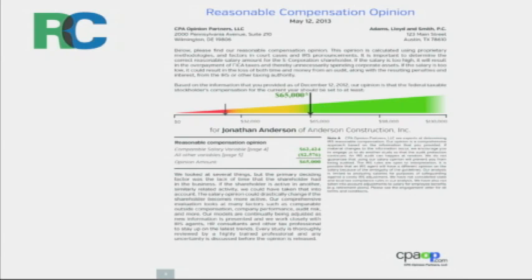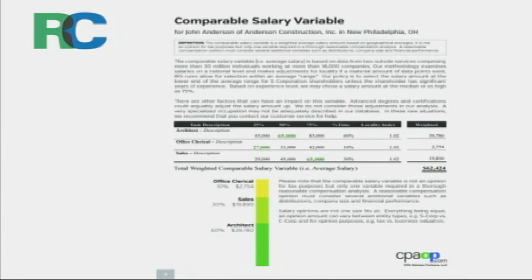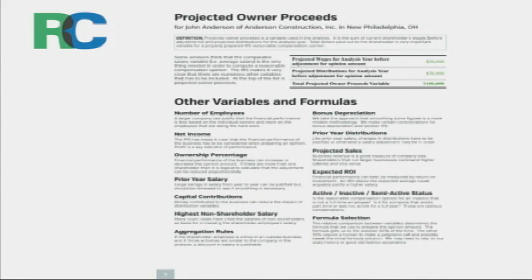What's more, the documentation as to why the compensation is reasonable may be submitted into record in the corporate minutes.